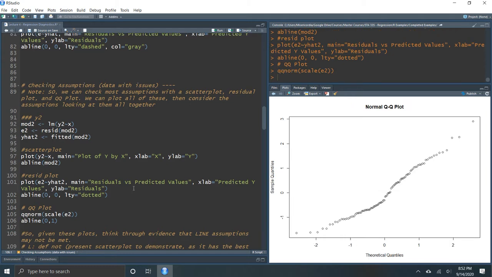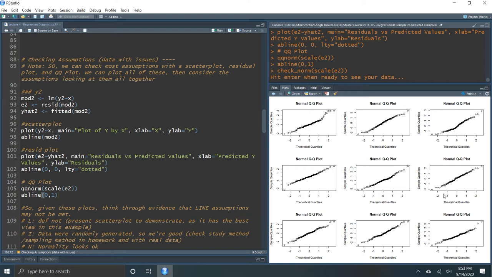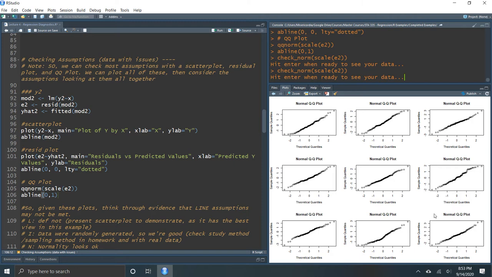Checking normality, I don't know. This is one where I might use that check norm function to see. So check norm, and I'm going to run it on scale E2 to see, because I can't quite tell. So I'm going to guess this one's mine. That's the one that looks the weirdest among all these. Oh no, it's this one. Okay, so if I run it again, can I tell?